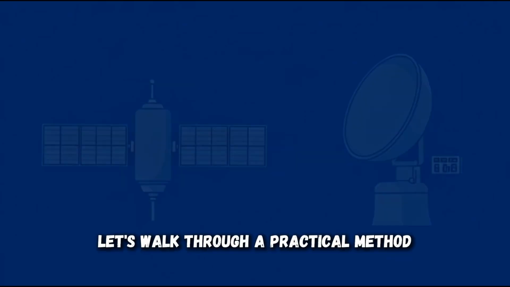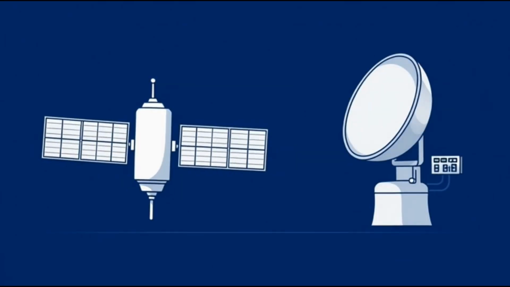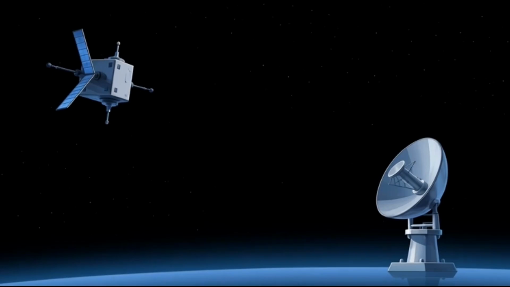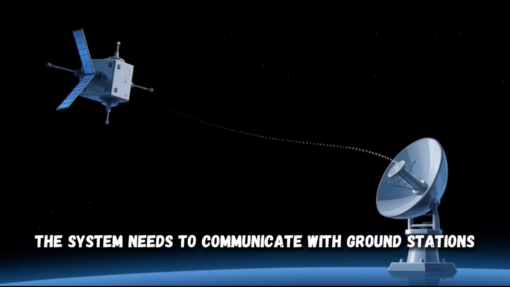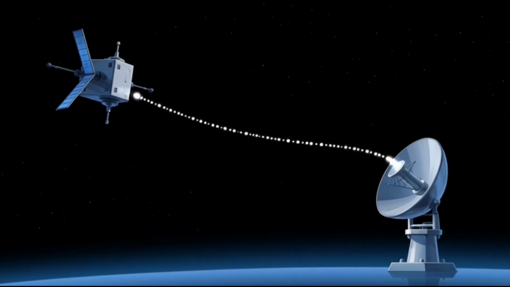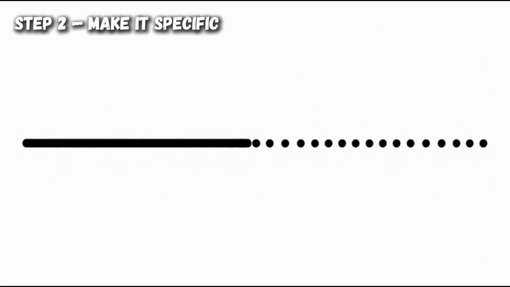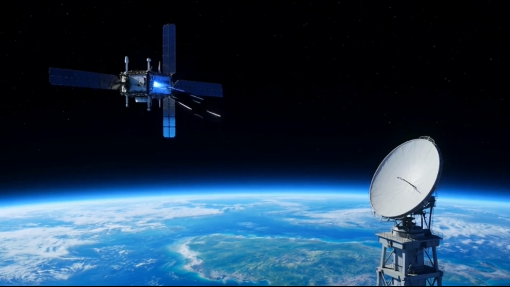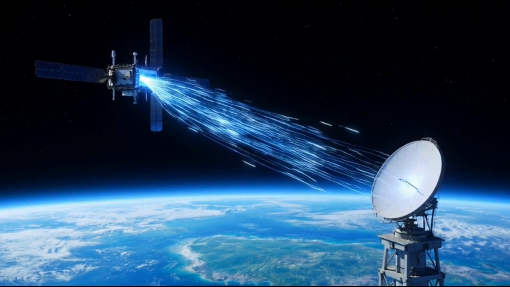Step-by-step method. Let's walk through a practical method. Step 1. Start with intent. What is the system trying to achieve? Example, the system needs to communicate with ground stations. Step 2. Make it specific. What exactly must happen? The system shall transmit data to ground stations.